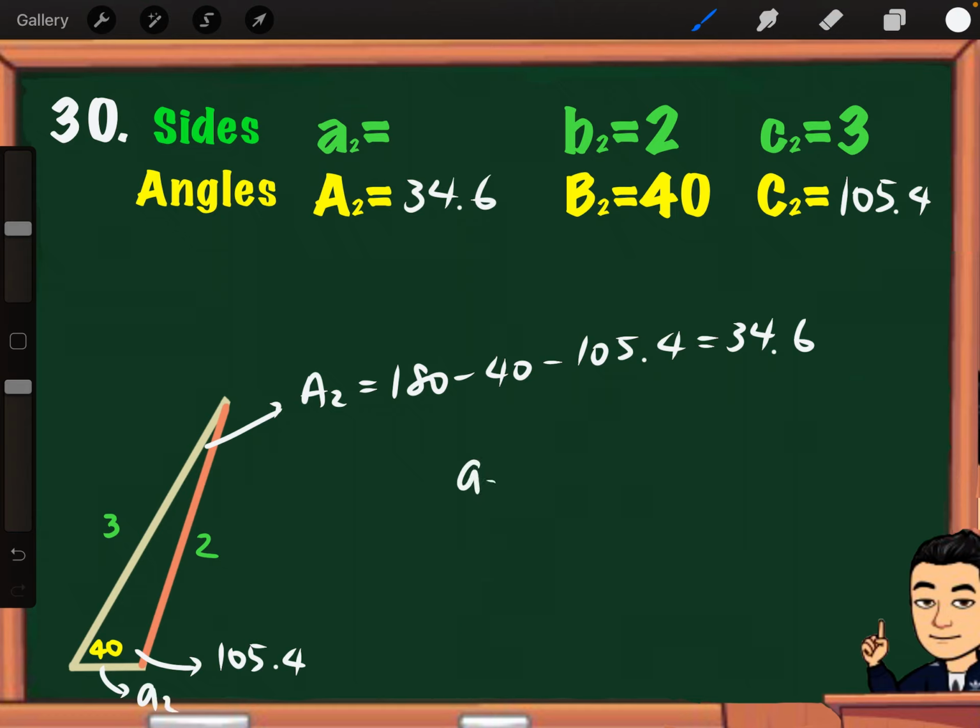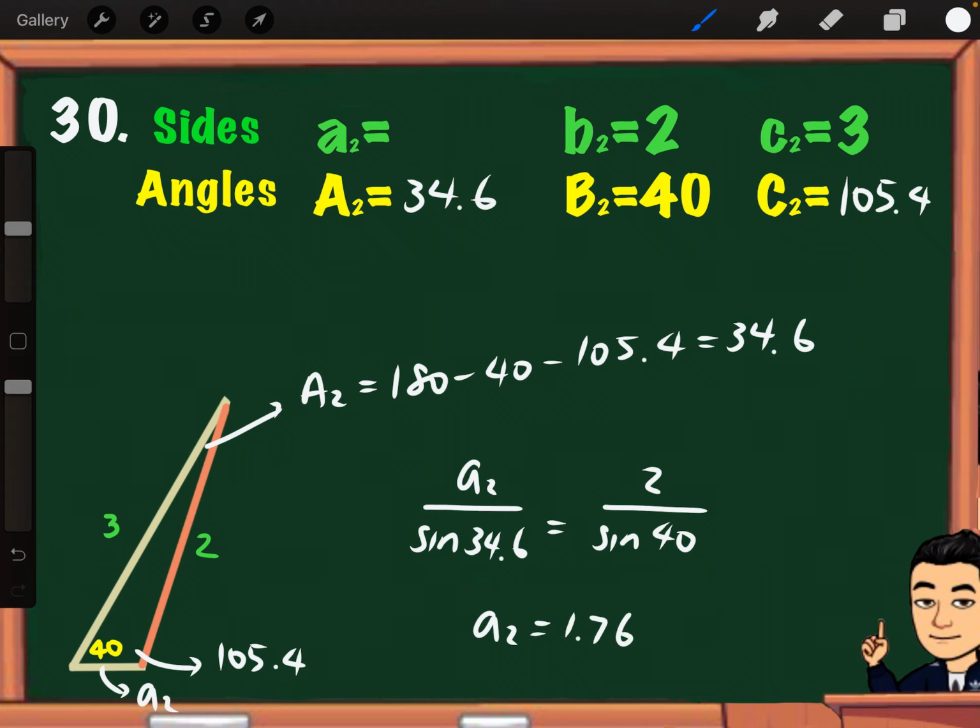So A2 over sine angle A2, 34.6, is equal to, let's use B. So B2 is 2 over sine angle B2, so it's going to be 40. So side A2 is going to equal 1.767. So 1.767.